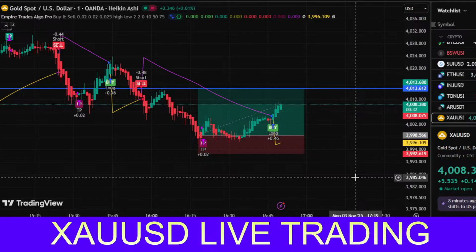Backtesting trading strategies is a crucial step in the development and refinement of any trading system. It involves applying a trading strategy to historical market data to evaluate its performance over time. By simulating trades that would have occurred in the past, traders can gain insights into the potential effectiveness and profitability of their strategies without risking real capital.